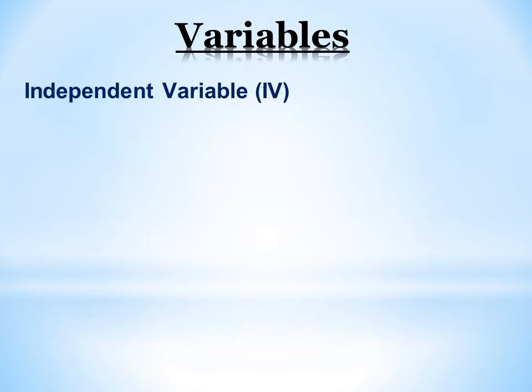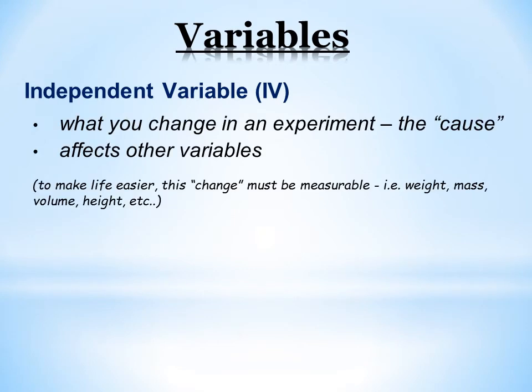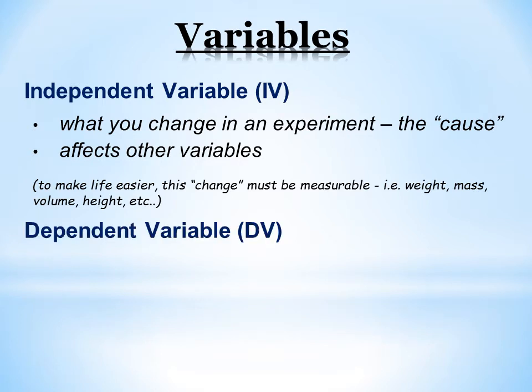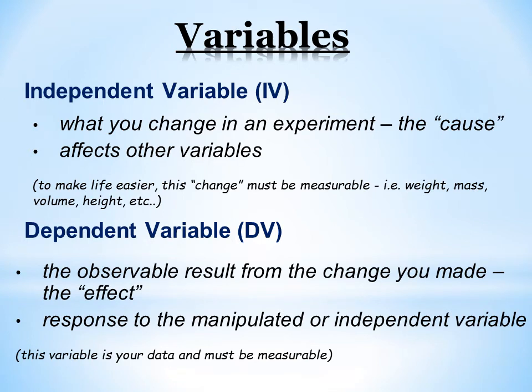Simply, the independent variable is the cause factor that is being tested or manipulated. It also affects other variables, and it is often abbreviated as IV. While the dependent variable is the effect or the factors you observe. It is the response to the manipulated or independent variable, and it is often abbreviated as DV.